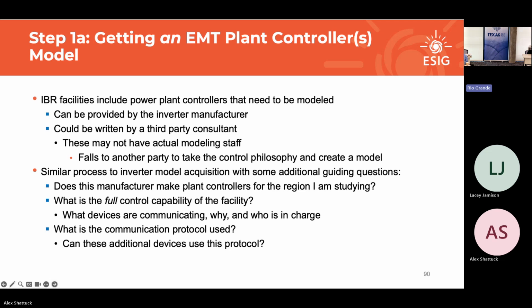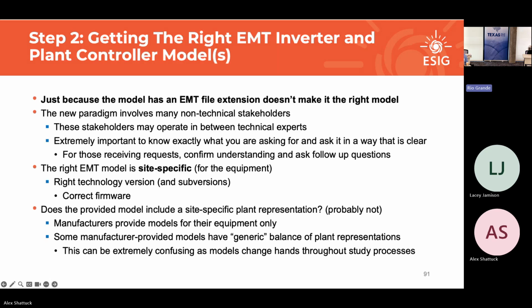But it's really similar to the inverter model acquisition steps. Do they actually make a controller for what they're selling me? What is the actual full control capability of the facility? What's there? Who's communicating? How are they communicating? Who's in charge? And what communication protocol is used? And do the additional devices actually use it? Which is another way. You'll find out quickly if you're trying to connect a bunch of controllers who don't have the ability to talk to each other in the model space.